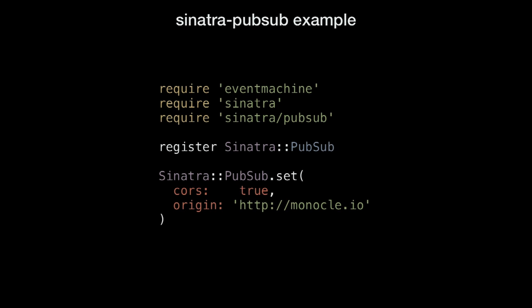So I made this thing called Sinatra-PubSub. It's a gem. Anyone can use it. And it'll deal with channels. And it'll deal with cross-origin request headers. And it'll deal with keep-alives and Redis PubSub. And it's kind of geared towards using it on Heroku.